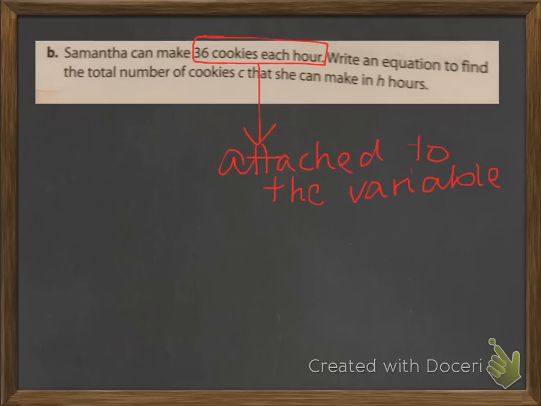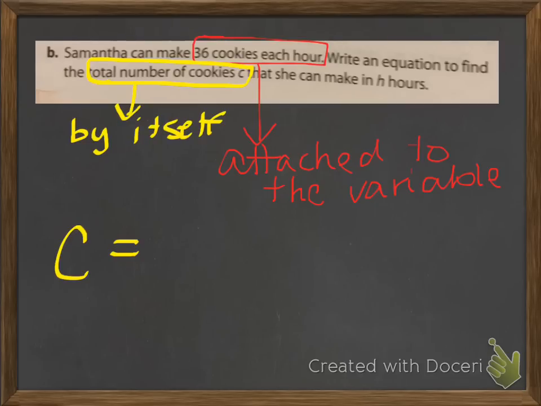All right, write an equation to find the total number of cookies. So remember, they already told us total number of cookies, and they've even defined the variable as C. And remember, we said that the total is going to usually be all by itself, so you want to put C equals by itself, that she can make in h hours. And remember that they've already defined the h hours.